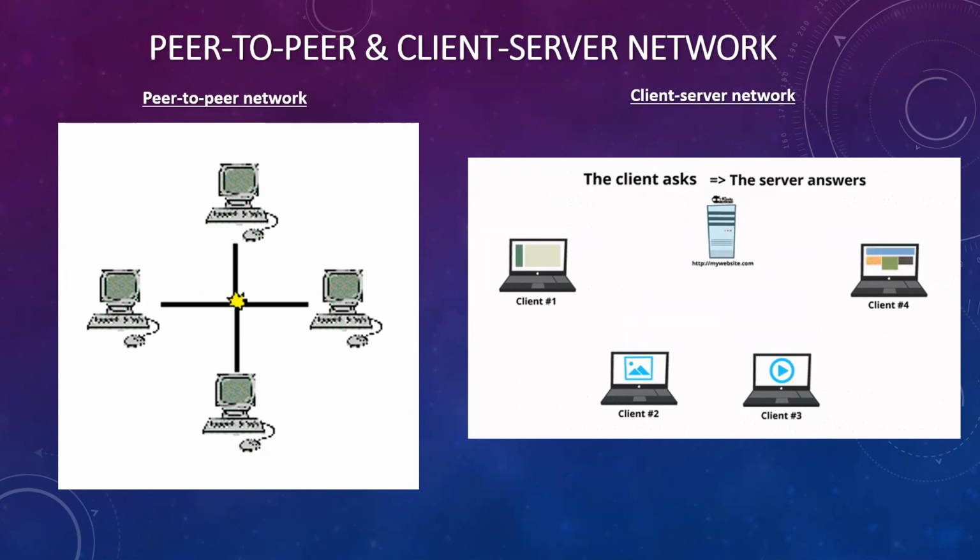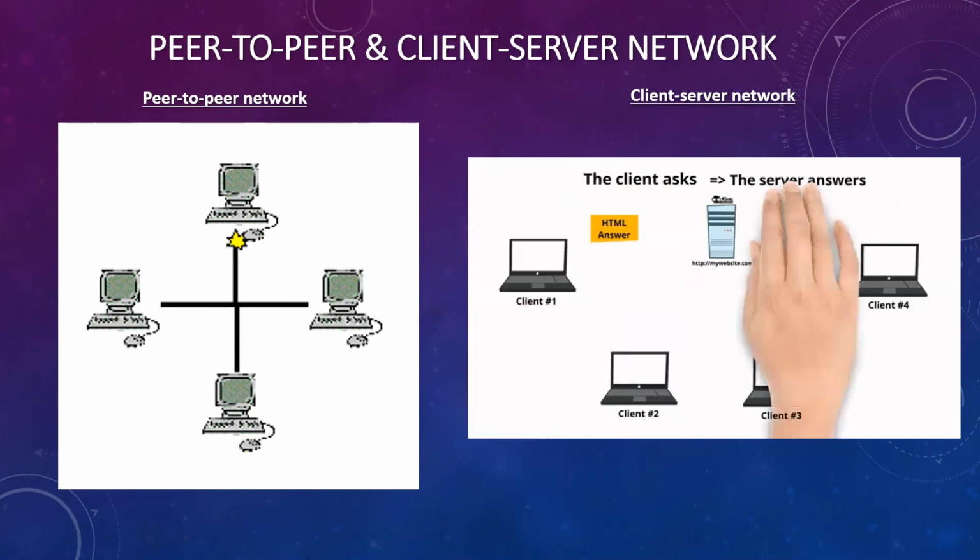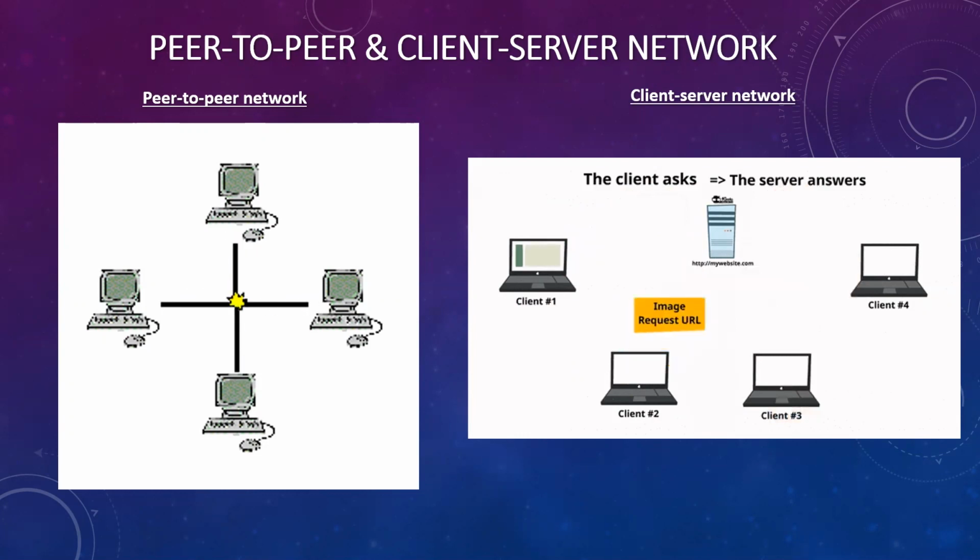So we can use any devices in this network, both client server and peer to peer, because we can use our bank information, or we can withdraw money, or transfer our money by using our mobile phone. How is this happening? Actually, this is happening using a client server network.